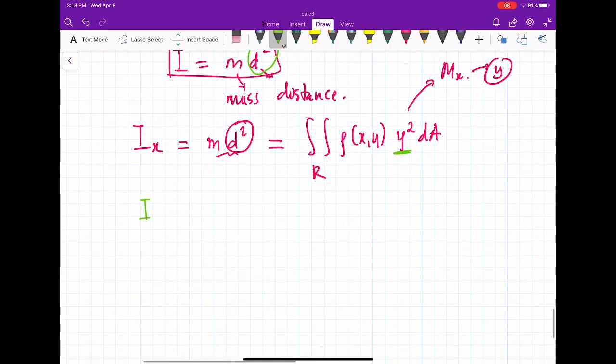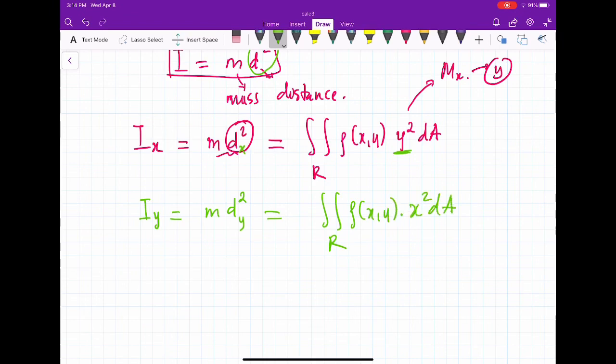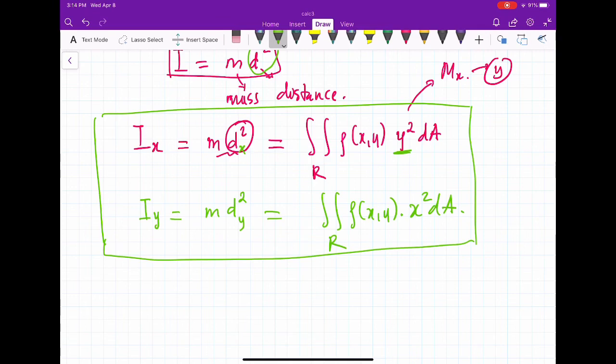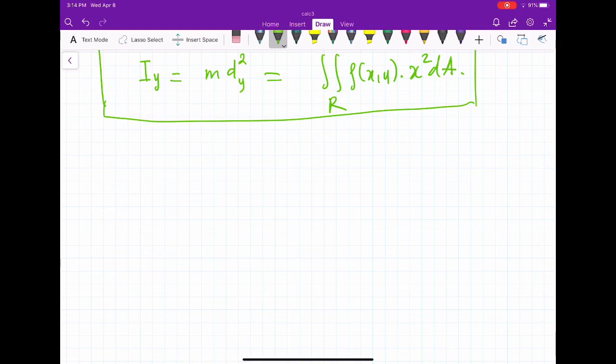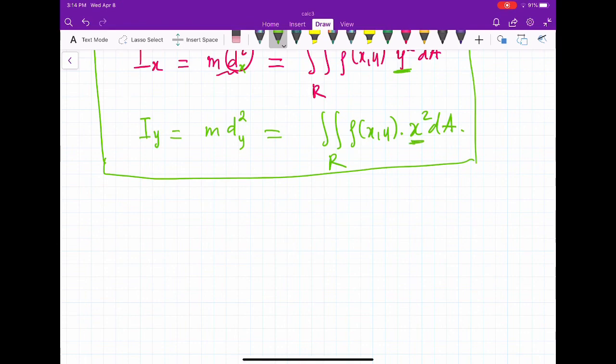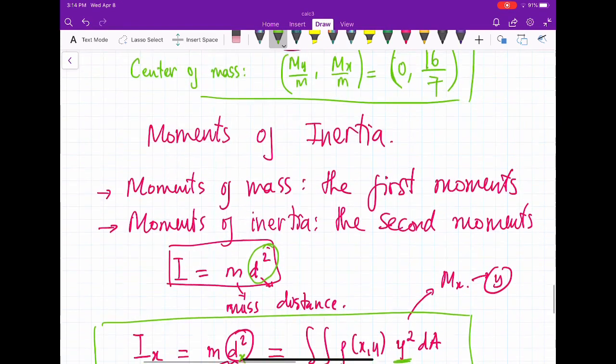And similarly, you may find the moment of inertia with respect to y. Here I write dx, here dy. So that is the double integral over R of rho of x and y times x squared dA. Makes sense? That is what we need to do right now with the last example. That example would be very similar to the previous case. The only difference is x squared and y squared right here. So let me continue the previous example.